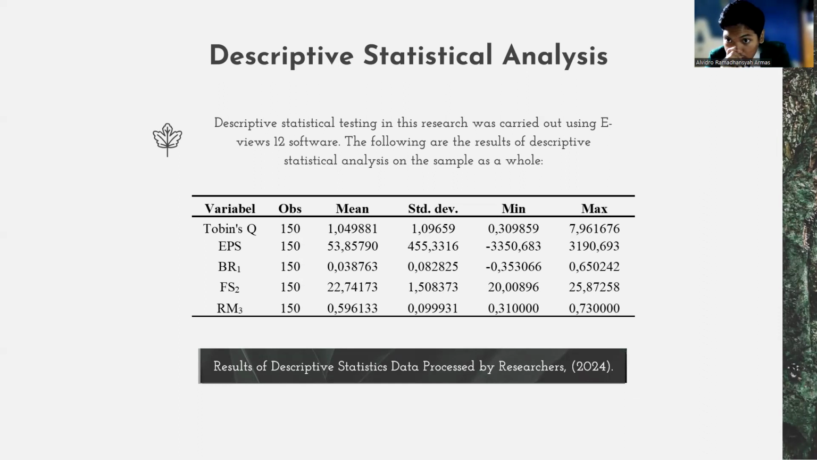And for the final independent variable, which for this research is management, proxied by ARM, the average is 0.6 with a standard deviation value of 0.099931. The maximum value obtained by this variable is 0.73, obtained in 2021. Meanwhile, the minimum value obtained was 0.31, obtained by RDTX in 2018. All the results in the table above are obtained in accordance with all sample data collected, with a total number of observations of 150.